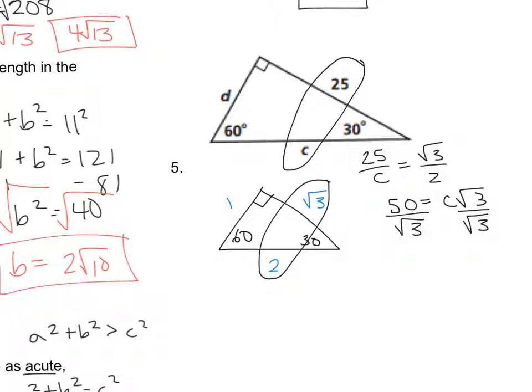And the last thing you want to do is rationalize. So multiply the top by root 3 and the bottom by root 3. So you get 50 root 3 over 3 equals C.